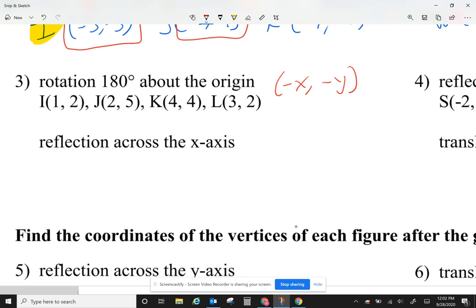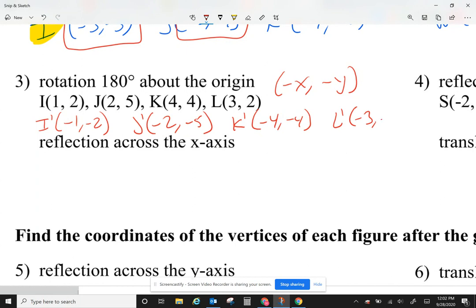So if I'm looking at I prime, my answer would be (-1, -2). If I'm looking at j prime, my answer would be (-2, -5). If I'm looking at k prime, it would be (-4, -4). If I'm looking at L prime, it will be (-3, -2). All I did was switch the signs.